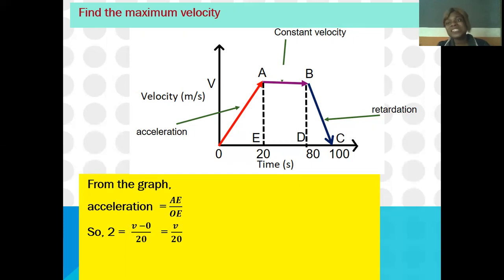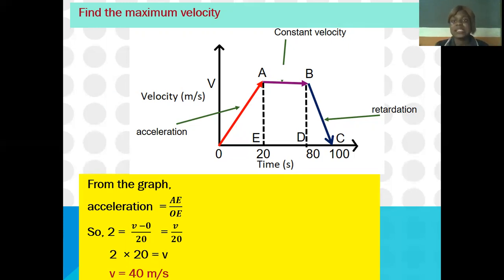And we can also see from our graph that the total time it took that body to accelerate was just 20 seconds. So our time there is also 20 seconds. So V minus 0 over 20 is equal to 2, which is our acceleration. Okay, so we have 2 equals V over 20. And then we can cross multiply. 2 times 20 equals V. And then we can say that our velocity is 40 meters per second.